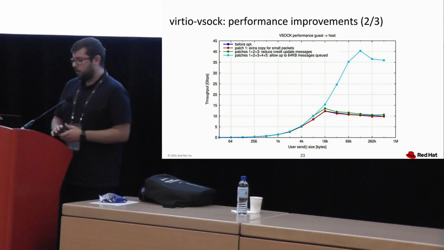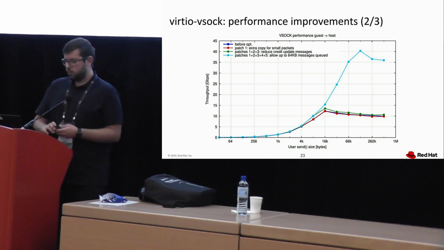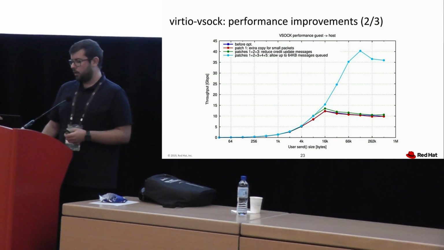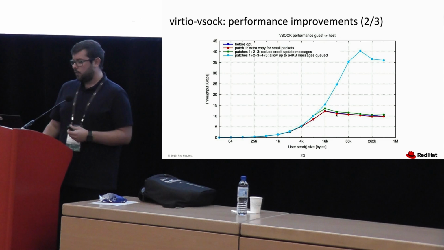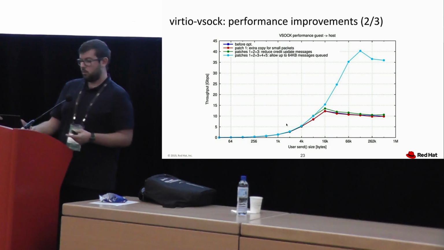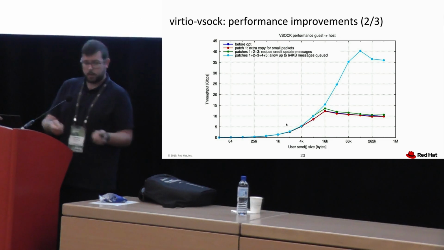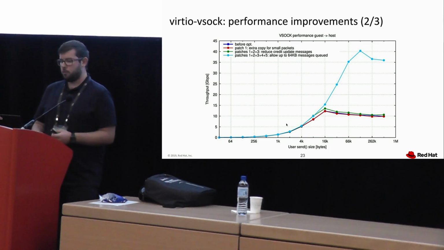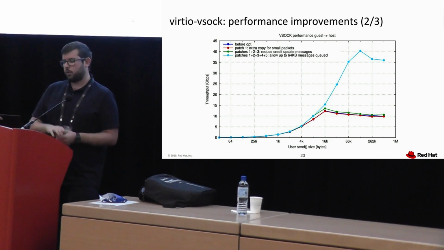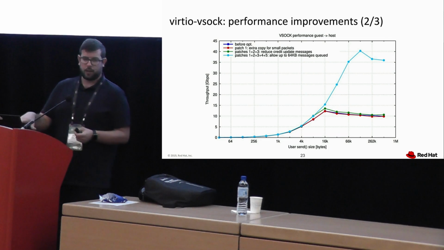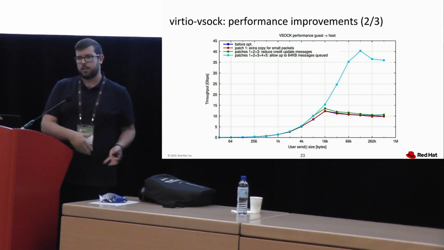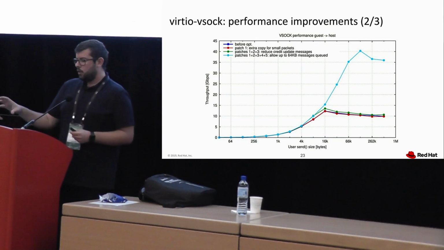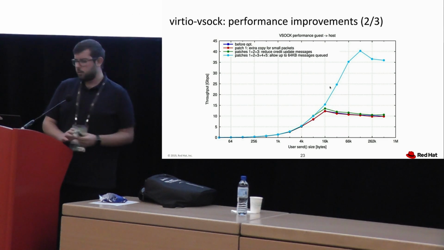These are the results for the guest to host communication. So this is the throughput. The blue line is the reference, the status before the series. The red line adds the extra copy for the small packets. The green line adds reducing the credit update messages, and finally the light blue line uses 64 kilobyte packets in the sending path. So they are cumulative. That means that the light blue line includes all the patches in the series.